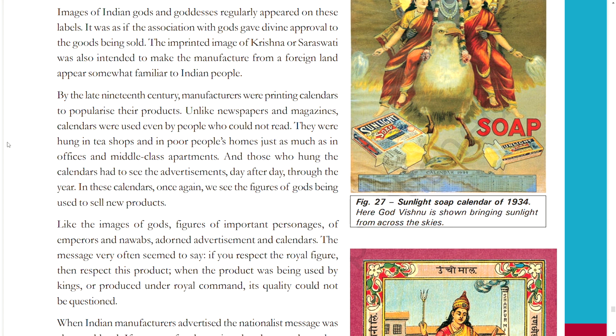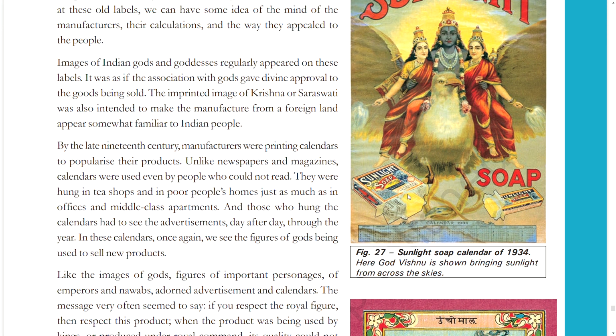By the late 19th century, manufacturers were printing calendars to popularize their products. Unlike newspapers and magazines, calendars were used even by people who could not read. They were hung in tea shops and in poor people's homes just as much as in offices and middle class apartments. And those who hung the calendars had to see the advertisements day after day. Through the year in these calendars, once again, we see the figures of gods being used to sell new products.